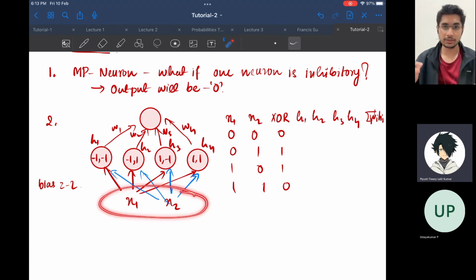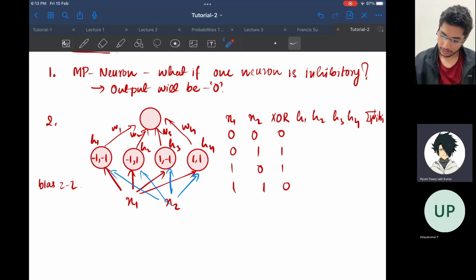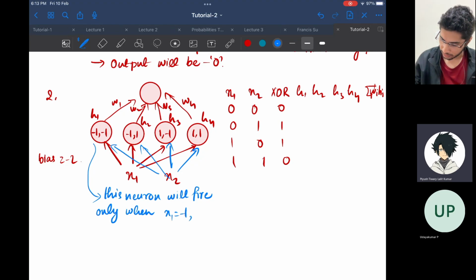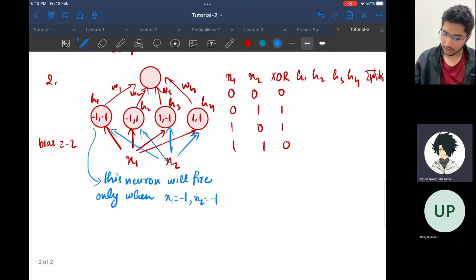So you have two inputs here, x1 and x2. So what does this imply? What does -1, -1 written in this neuron imply? It implies that this neuron will fire only when x1 is equal to -1 and x2 is equal to -1. Here -1, let me write this -1.